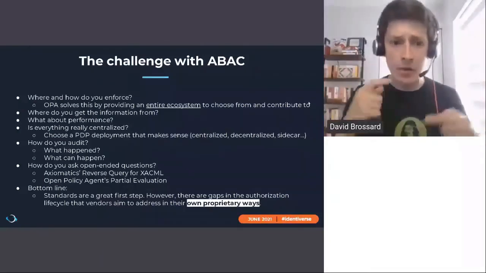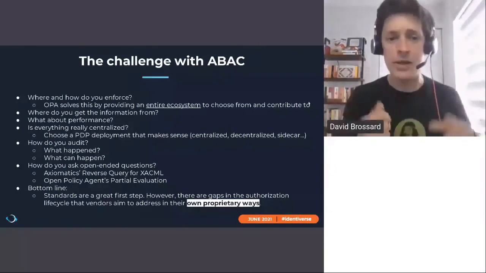Audit is a little harder than it is with RBAC, but there are proprietary tools from vendors that address that need.